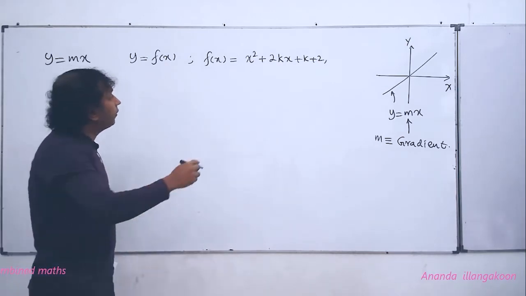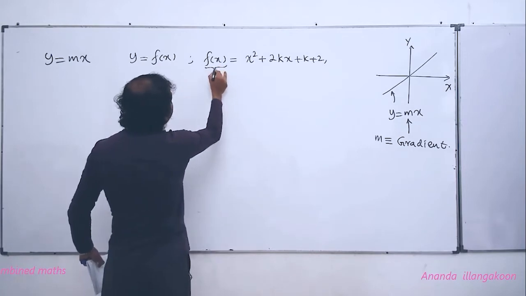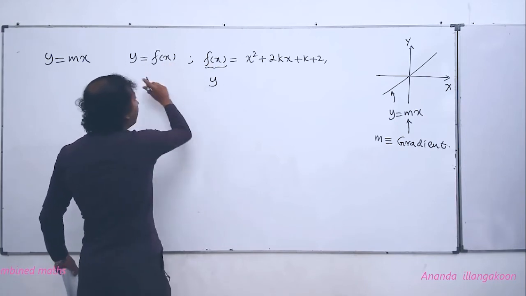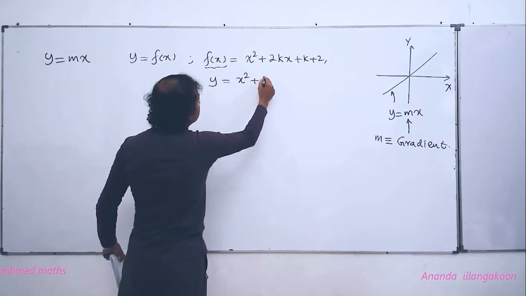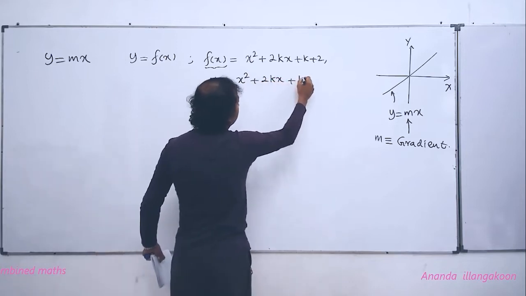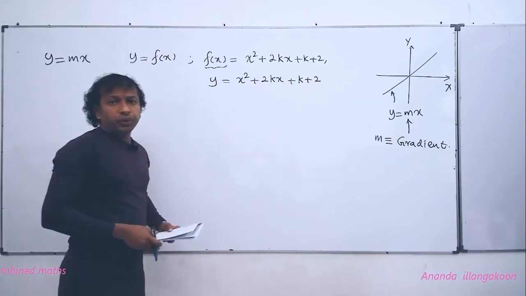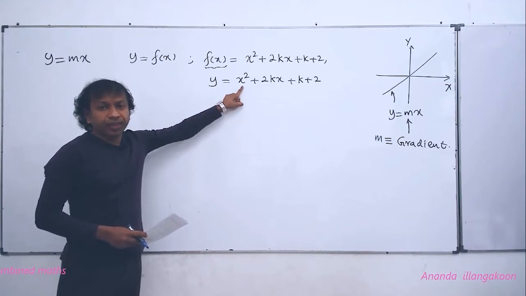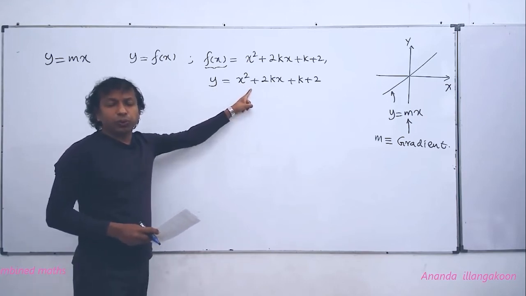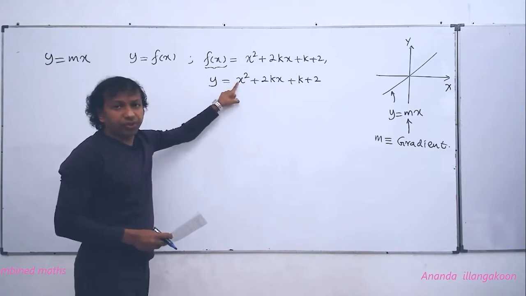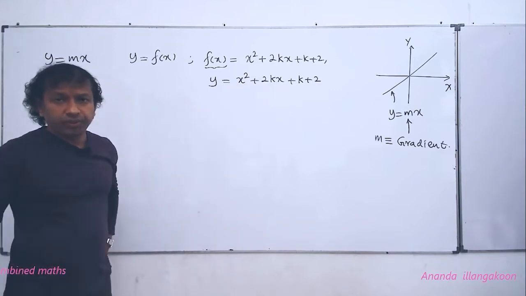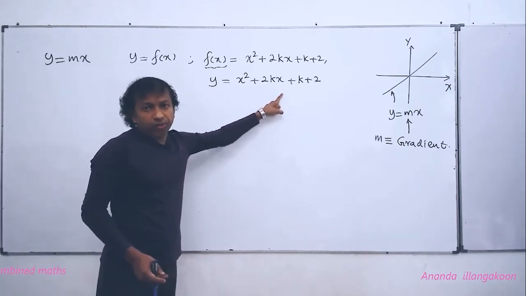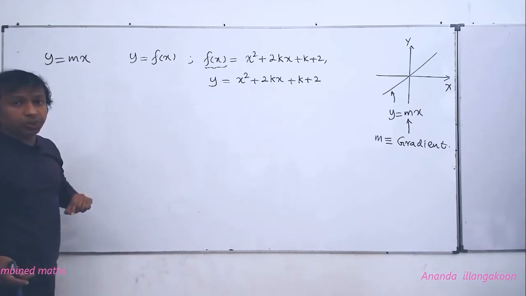Actually, for this f(x), I can put y, no? Because f(x) and y are the same: y equals x squared plus 2kx plus k plus 2. You can very clearly understand this y, its right hand side is a quadratic expression. This is a quadratic graph. And furthermore, this quadratic graph is a minimum graph because the x squared coefficient is +1. When we draw this one, it's a minimum graph. This is a straight line passing through the origin.